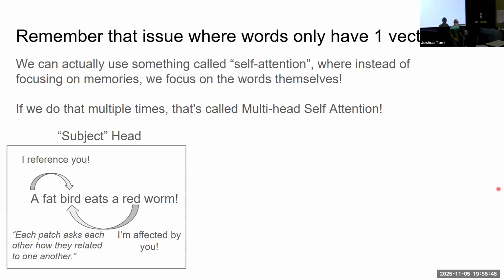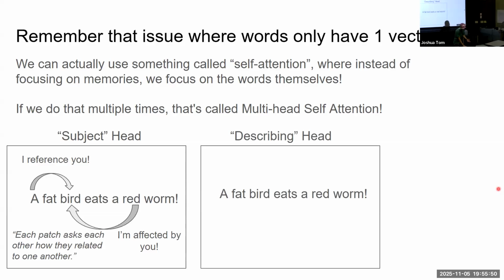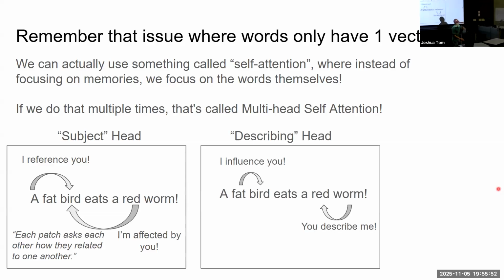But it's called multi-head self-attention, so we can have another head. This one's the description one. So it could be the adjectives of a fat bird, or a red worm. And what these are doing, they're not just pointing at each other and saying, hey, I relate to you. It's encoding the fact that, hey, I'm next to the color red, or I am described by the color red. All of that information is added into the word bird.